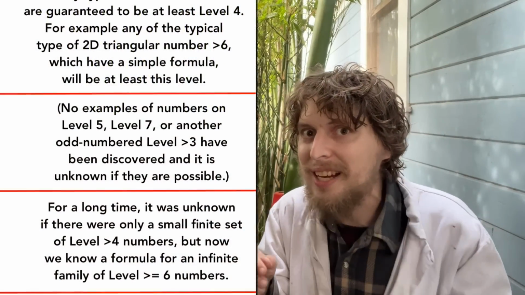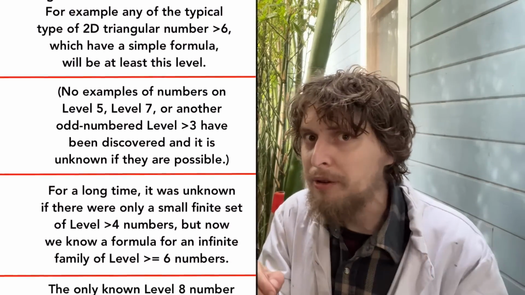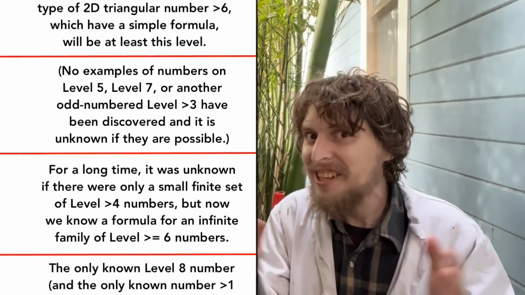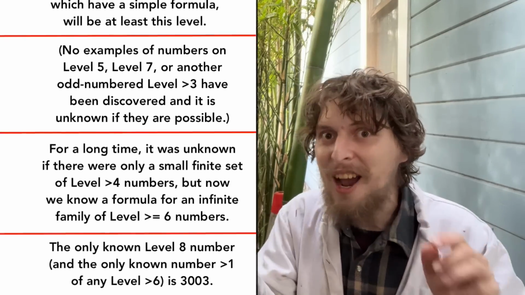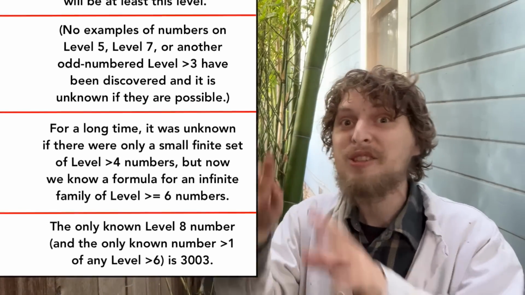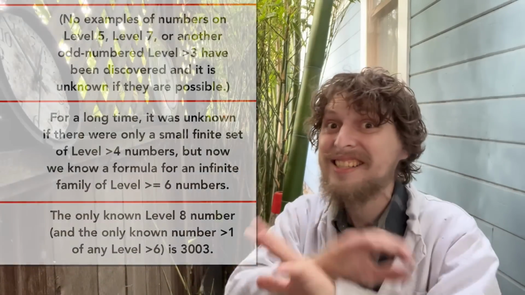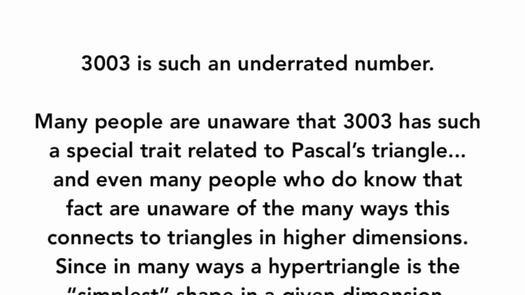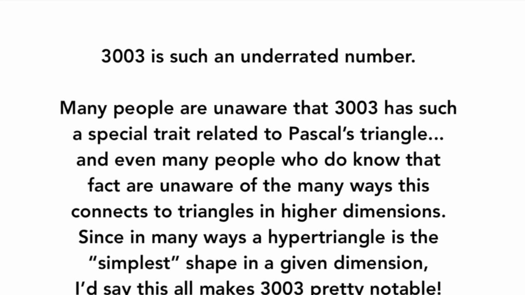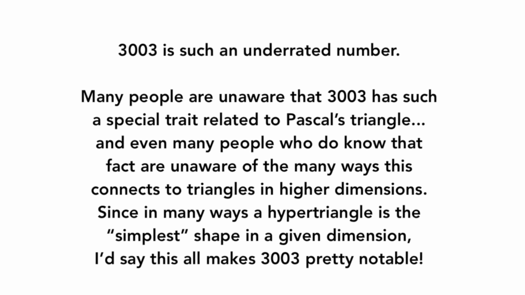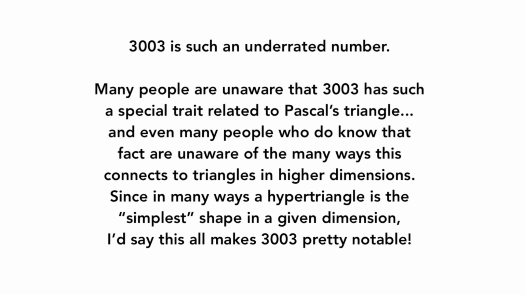But with numbers that appear more than 6 times, it's unknown whether there's any pattern, and it's even unknown whether any apart from 1 and 3003 exist. Well, at least from what's currently known. Who knows what'll be proven in the future? But for the time being, I think it's fair to consider 3003 as the most non-trivially meta-triangular number.